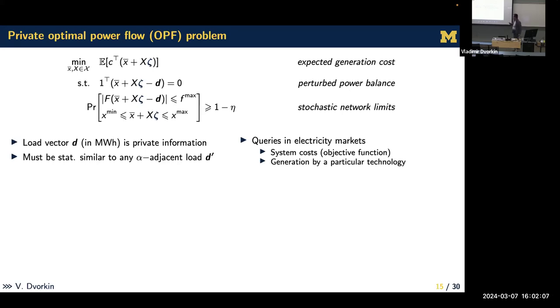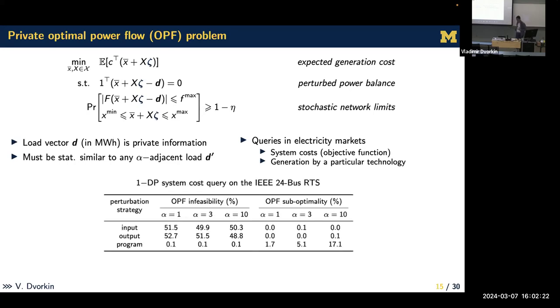So for that, we will formulate the stochastic power flow problem that minimizes expected generation cost, where expectations are with respect to parameters of the perturbation, subject to perturbed power balance constraint and chance constraint on network limits. And this table shows the result in terms of feasibility of the OPF solution and suboptimality of the OPF solution with respect to the parameters of the noise.